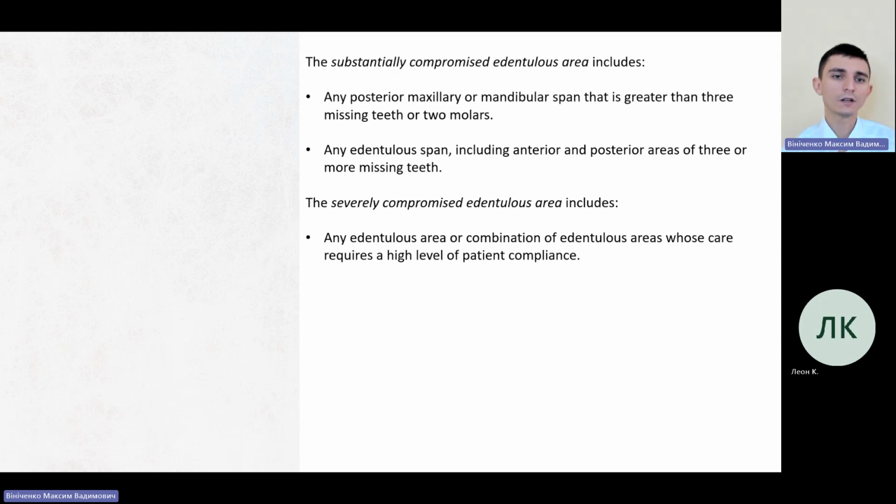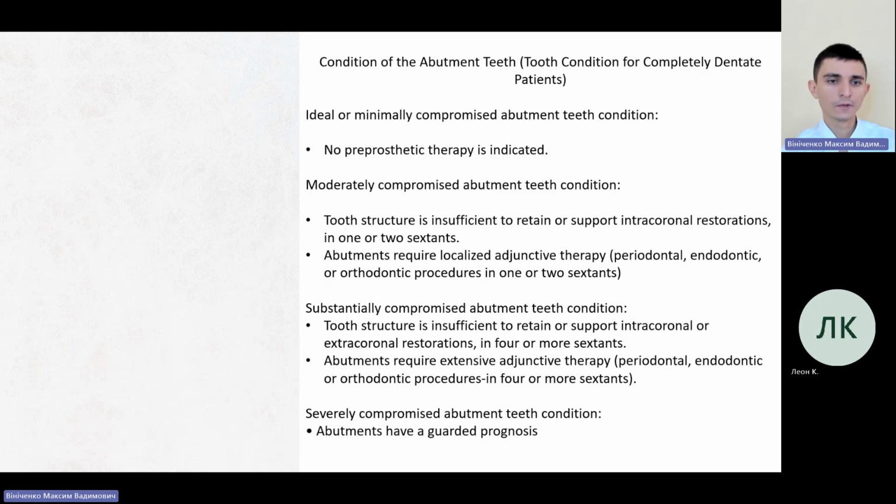The substantially compromised edentulous area includes any posterior maxillary or mandibular span that is greater than 3 missing teeth or 2 molars. Any edentulous span, including anterior and posterior areas, of 3 or more missing teeth. And the severely compromised edentulous area includes any edentulous area or a combination of edentulous areas whose care requires a high level of patient compliance.